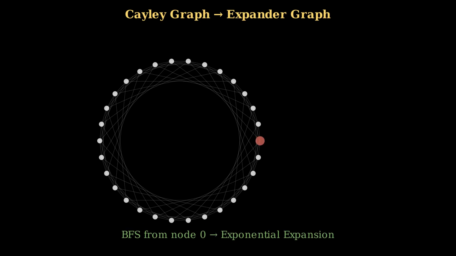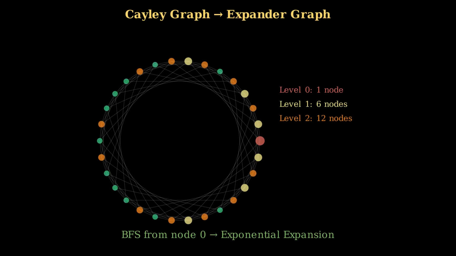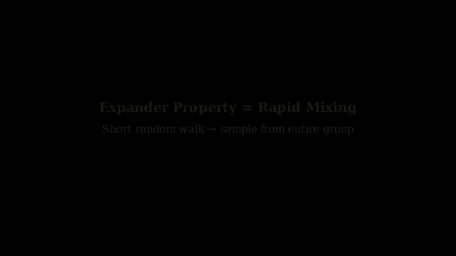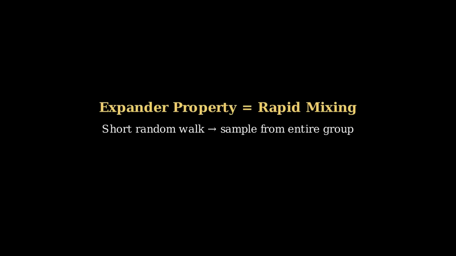Now watch what happens when we do a breadth-first search. Starting from one node, level 1 reaches a few neighbors. Level 2 explodes outward. And by level 3, nearly the entire graph is covered. This exponential expansion is exactly the expander property. A short random walk on this graph can sample from the entire group efficiently.